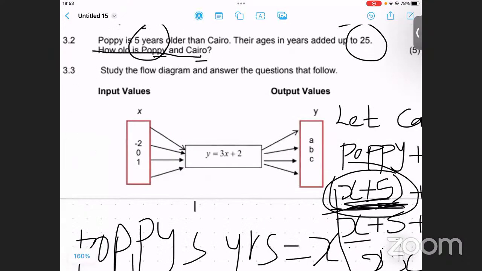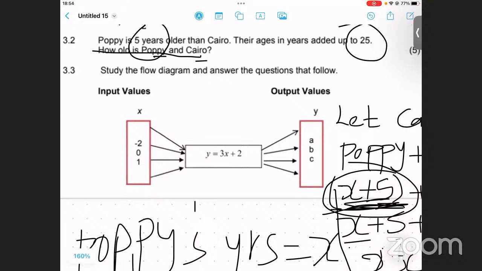let's look at 3.3. They say study the flow diagram and answer the question that follows. So we have input values and we have the process, which is that equation y is equal to 3x plus 2. And then we have the output values being equal to A, B, and C. And we have to get the values of A, B, and C.